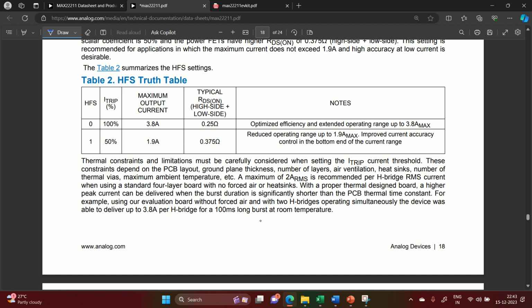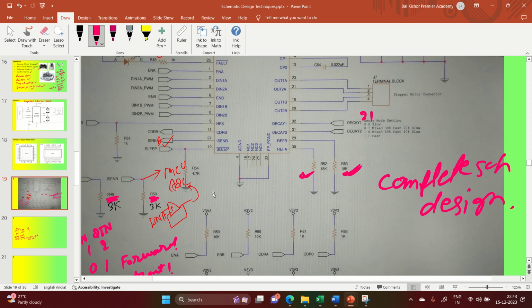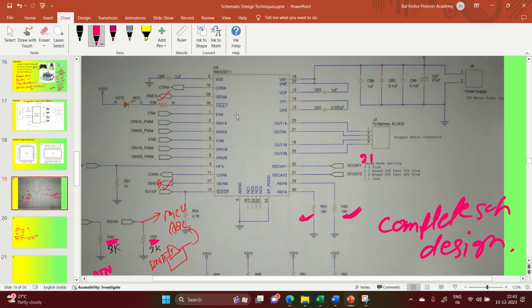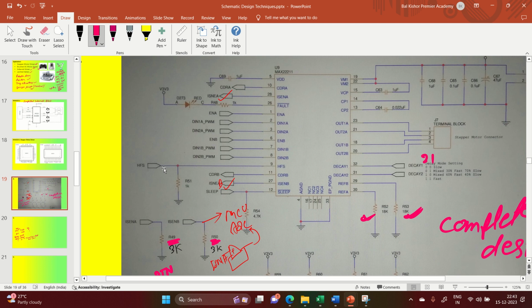Now coming to the HFS value. What I have kept is HFS 0. If you keep 0, it will be the maximum 3.8 ampere limit, and 1 means 50% of limit. I have done a very good thing here. Come to the HFS pin first. My HFS pin is here, and I have pulled it down. So it will be 0, which means the limit is 50%.